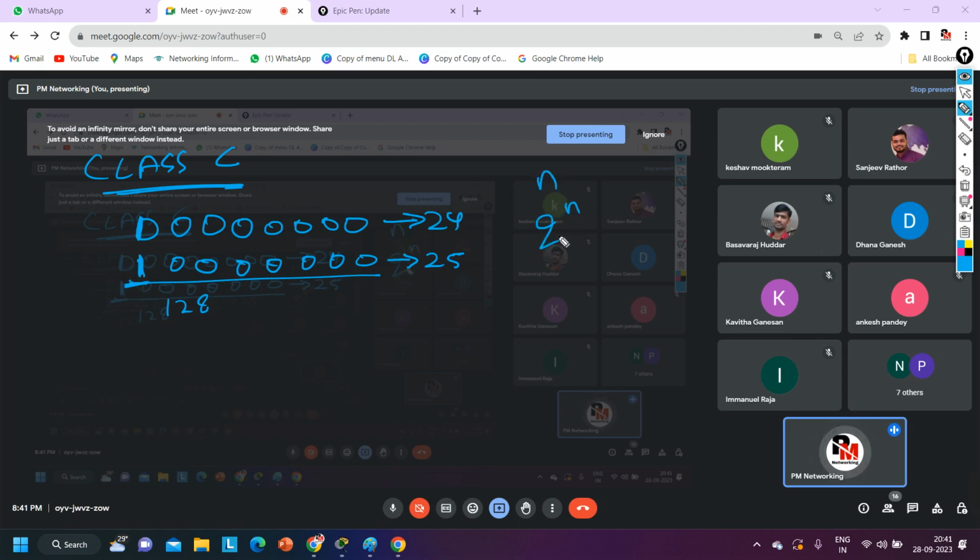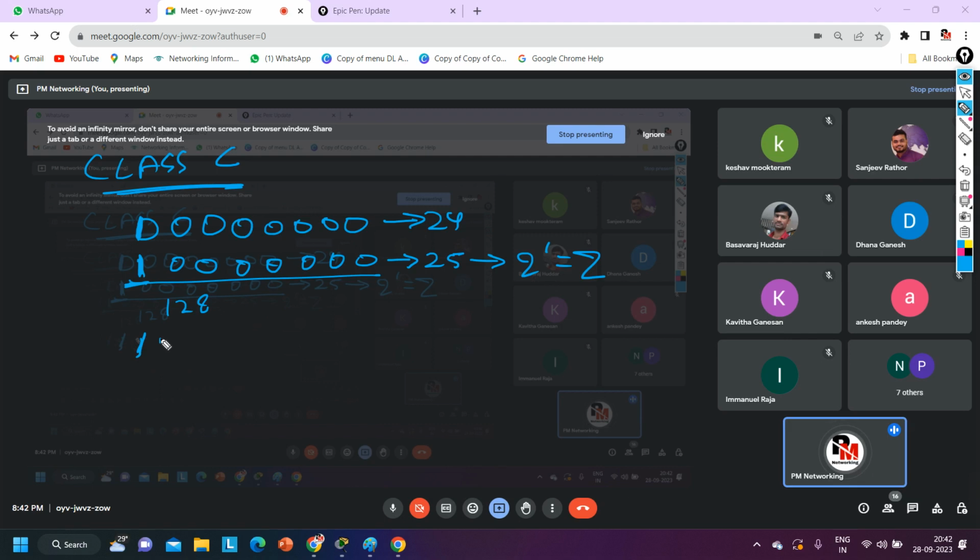The formula is 2 to the power n, right? n is this one. How many bits have I borrowed here? 1. That means the number of networks is going to become 2. If you borrow 1 bit, then you have divided the network into 2 parts.